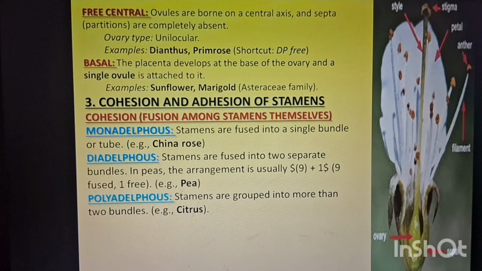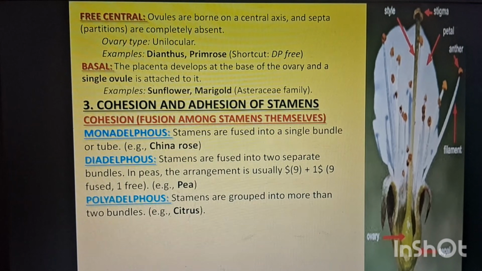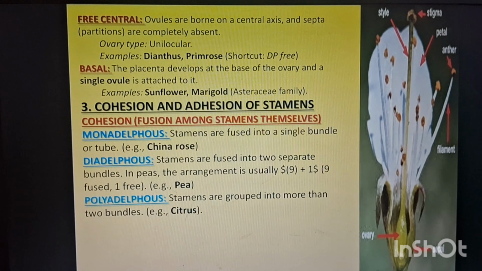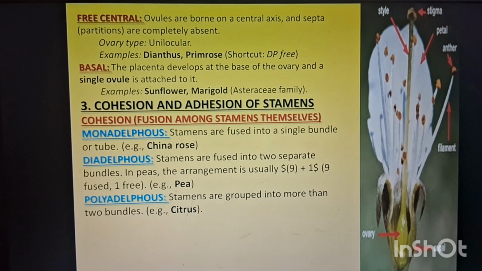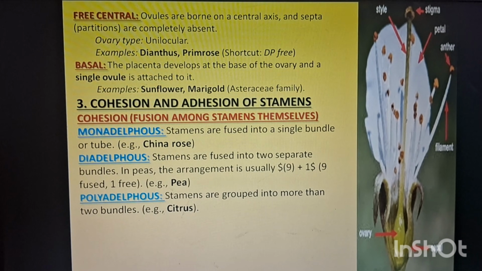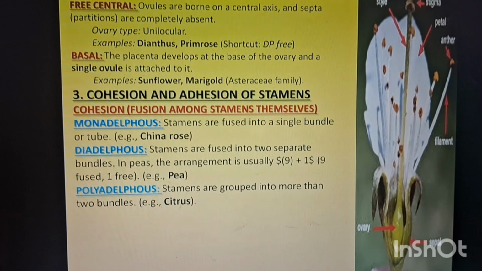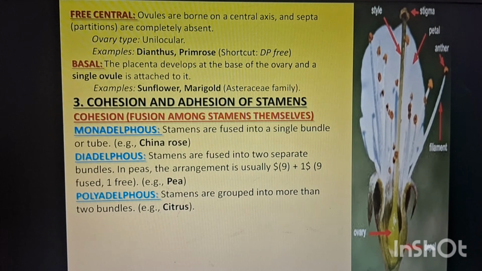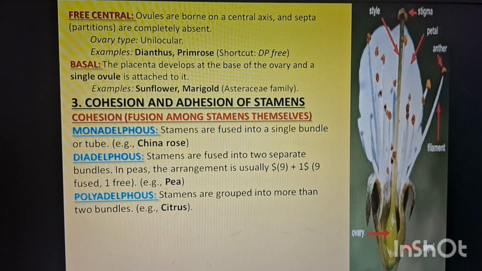Next, cohesion and adhesion of stamens. Cohesion, that is fusion among stamens themselves. First type is monadelphous. Stamens are fused into a single bundle or tube. Next, diadelphous. Stamens are fused into two separate bundles. In peas, the arrangement is usually 9 plus 1, that is nine fused and one free.